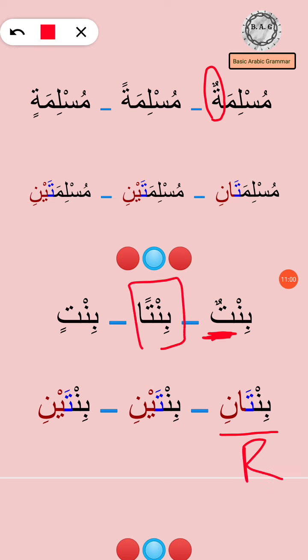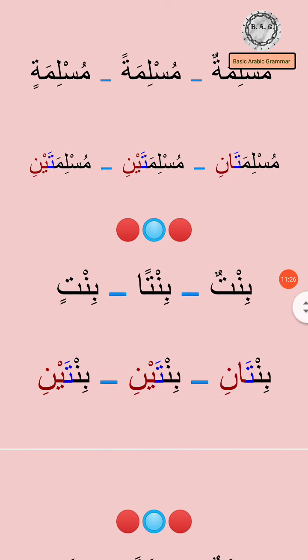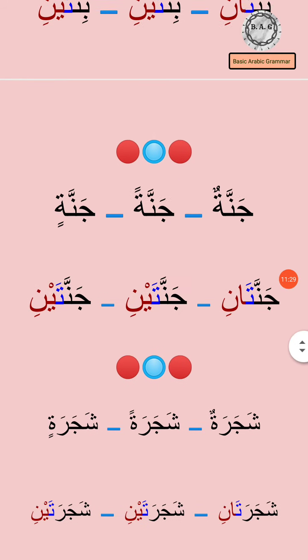Bintani is your rafa form, two girls. Bintan is your nasab form for one girl, and its musanna form in nasab would be bintaini. And once again in jar it becomes bintaini. All right, so how are you going to practice it? You're going to say bintun, bintan, bintin, bintani, bintaini, bintaini. Okay, so I hope these two points are clear, inshallah.